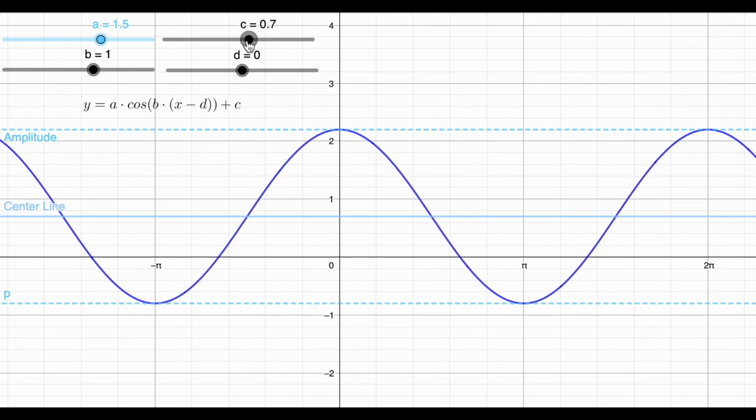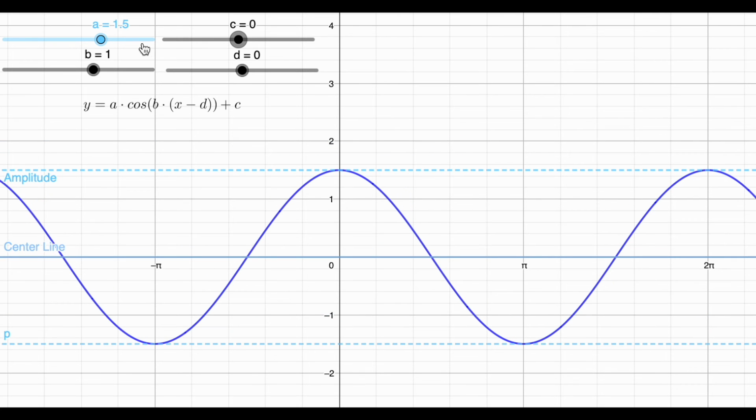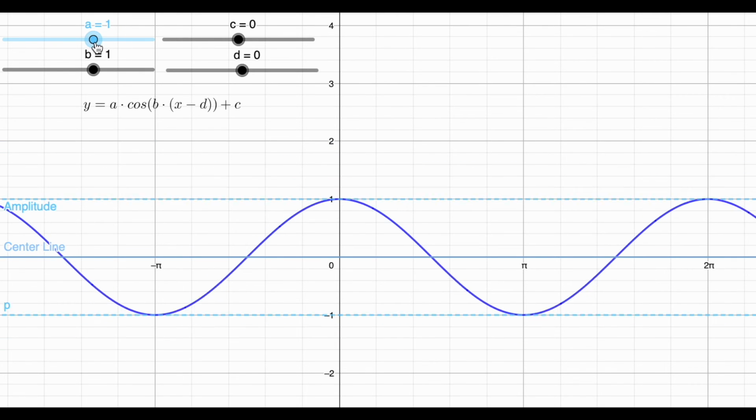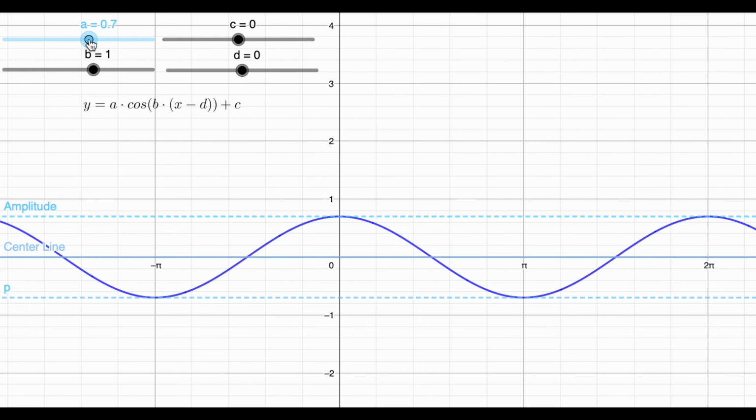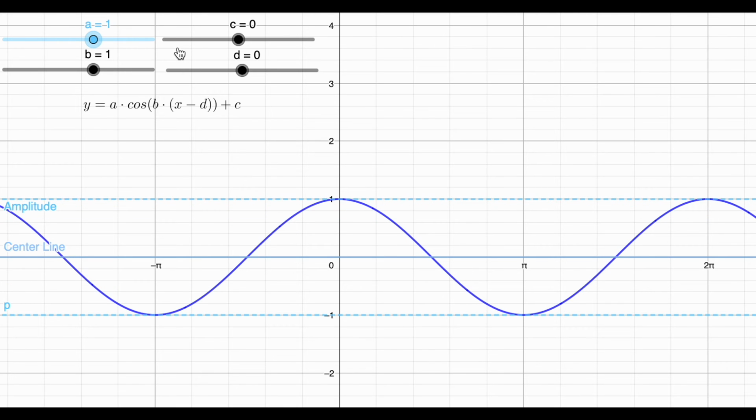Now, if we go back, let's put this back to 0. Let's put this one back to 1. Take this back to 1, if I can get it in there. Okay, so now, what do the other two do?